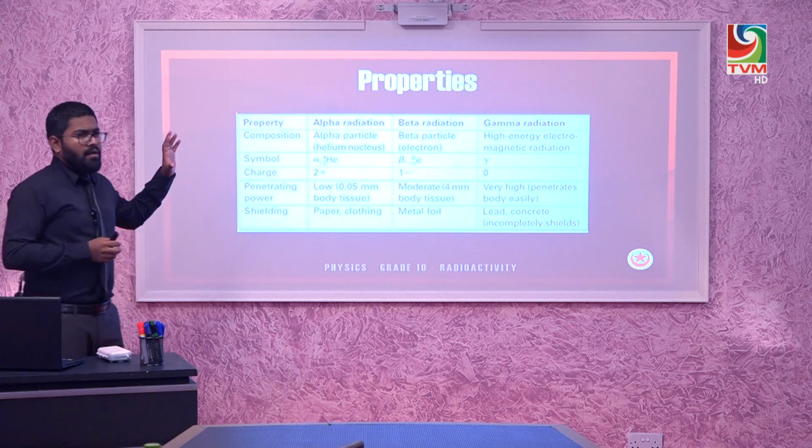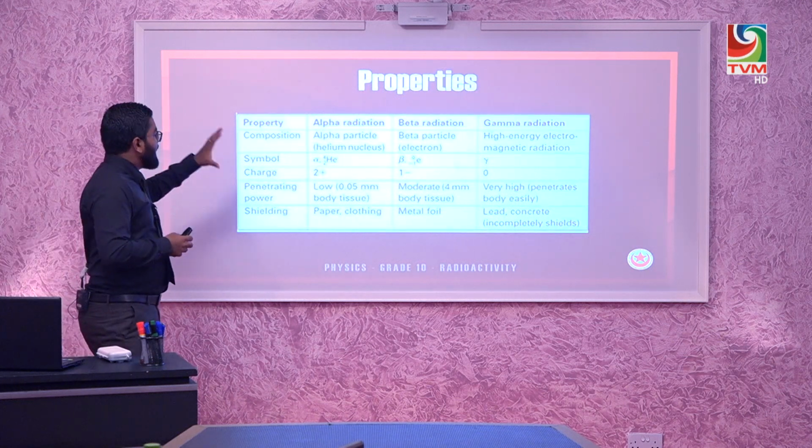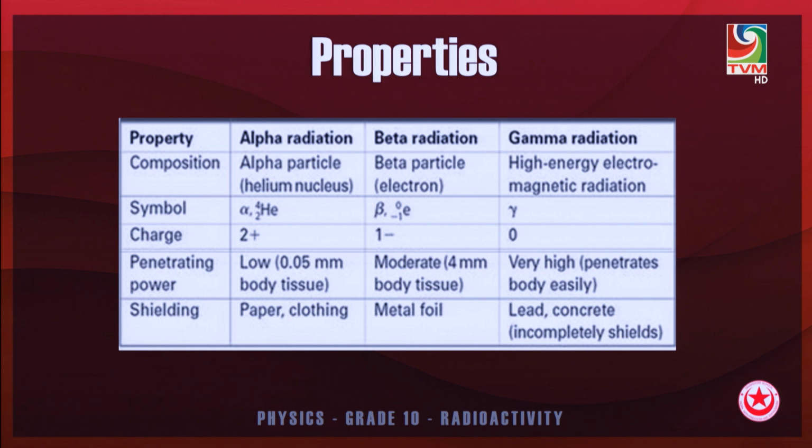Now, the properties that I just mentioned, I'll summarize in this table. As you can see, alpha radiation is alpha particles, which are similar to helium nuclei. Beta radiation, or beta particles, is a beam of fast moving electrons, and gamma radiation is high energy electromagnetic radiation. Those are the symbols of alpha, beta and gamma. Looking at the charge, alpha radiation has a charge of +2, beta radiation has a charge of -1, and gamma radiation does not have any charge.